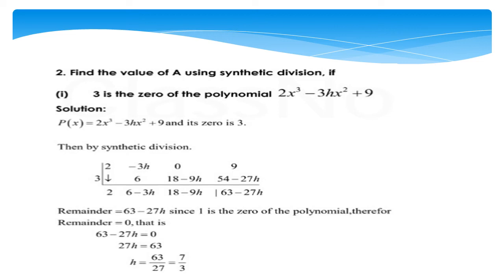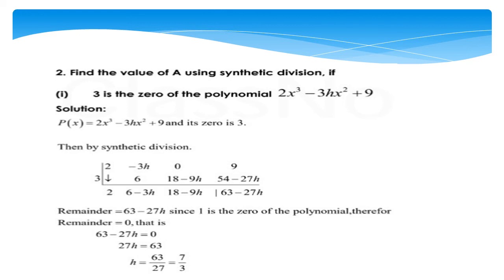Since 3 is a zero of the polynomial, therefore 63 minus 27h is equal to 0. Because 3 is the root of this equation, put the remainder equal to 0, because a root gives the value 0. So 63 minus 27h is equal to 0.